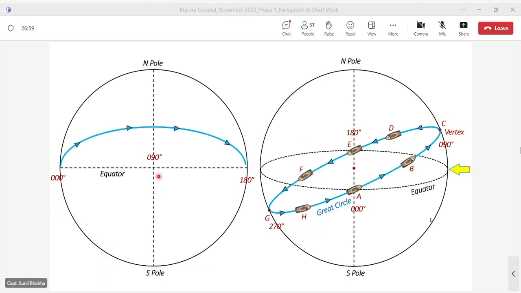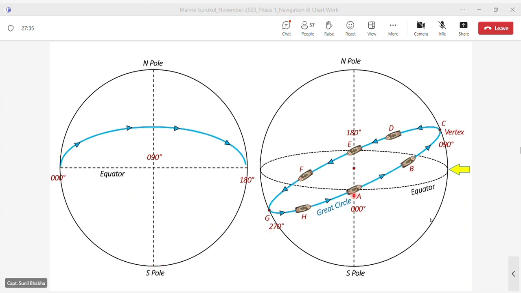The vertical line in the center now represents the 090 meridian. The 090 meridian was here, so it is represented exactly in the middle now. You are looking from the direction of the yellow arrow, so this 090 meridian goes exactly in the middle as this vertical line. The 180 meridian, which was on the far side of the Earth, now becomes this particular meridian. This meridian becomes the 180 meridian.